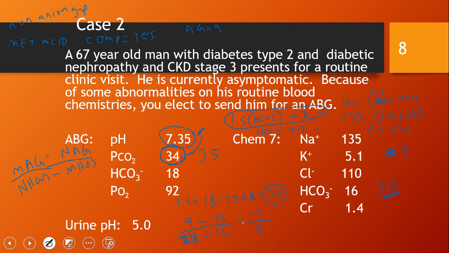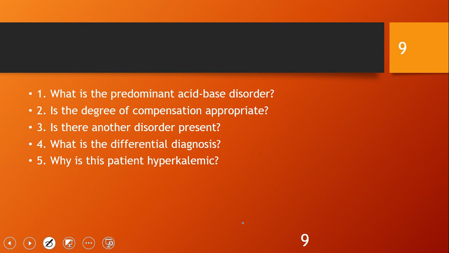So now what I'm going to do is see if I got the right answers for this. What is the predominant acid-base disorder? I would say non-anion gap metabolic acidosis. Is the degree of compensation appropriate? Did we calculate that? Yeah, we did. I think it was yes. Is there another disorder present? Not that I could find.